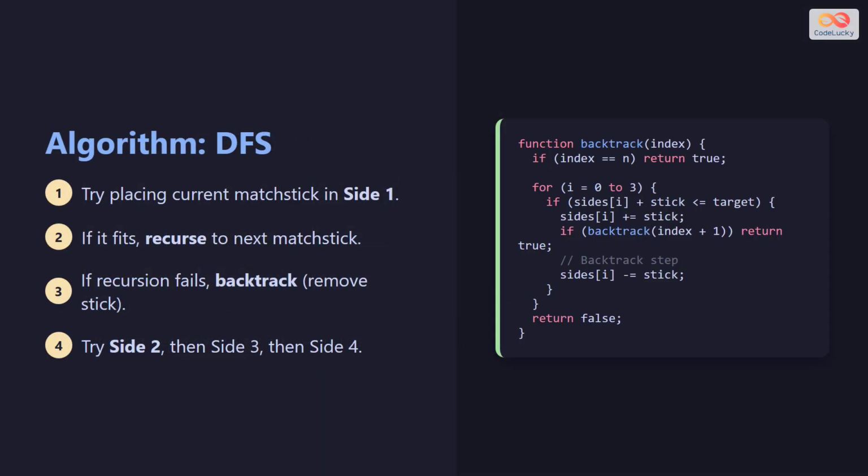We can implement this using depth-first search. For each matchstick, we try to place it in the first bucket. If it fits, we move to the next matchstick. If it doesn't lead to a solution, we backtrack, remove the stick, and try the next bucket. We repeat this process until all sticks are used or we run out of options.